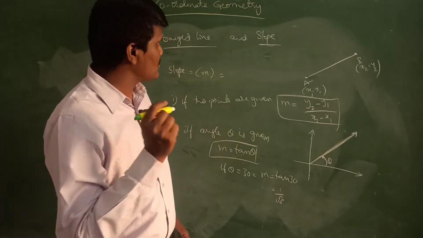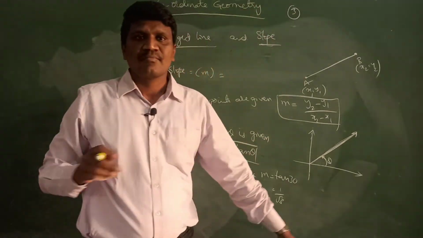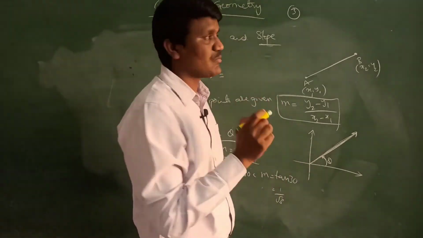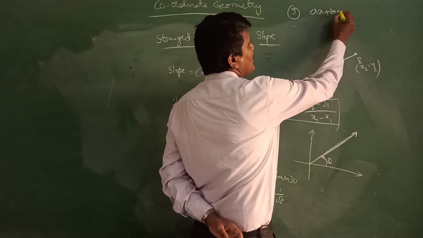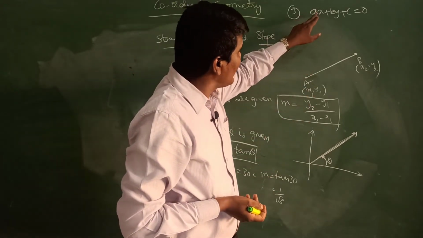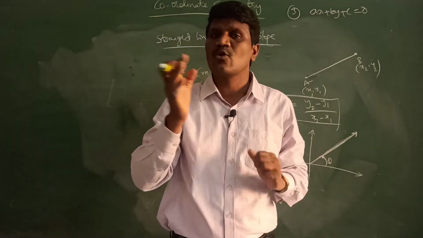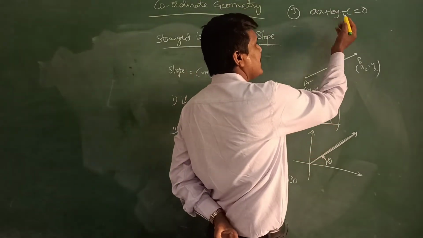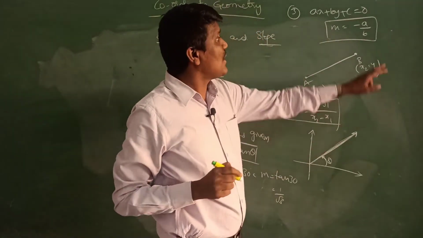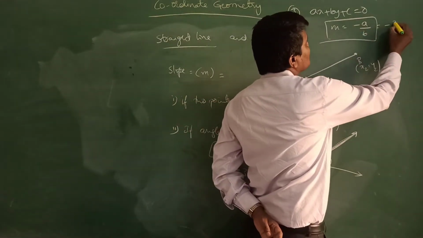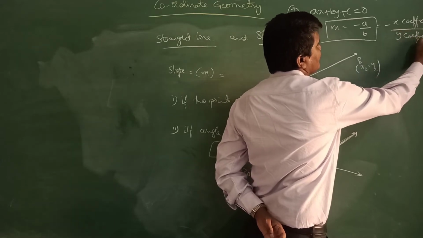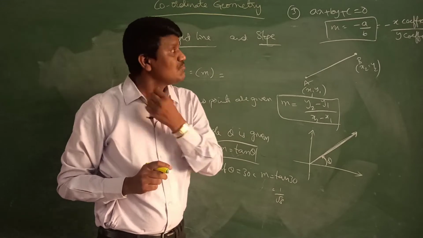And the third formula for slope: suppose the general equation is given. How do we find the slope? Suppose ax plus by plus c is equal to 0. They will ask this directly. If ax plus by plus c is equal to 0, what is the slope? You can directly write m is equal to minus a by b. In fact, it is minus the x coefficient by the y coefficient.